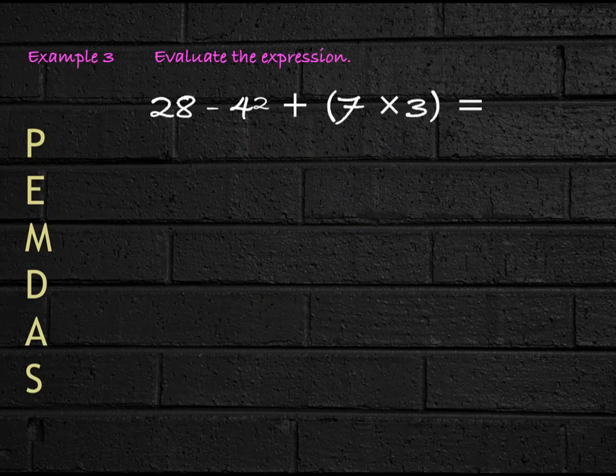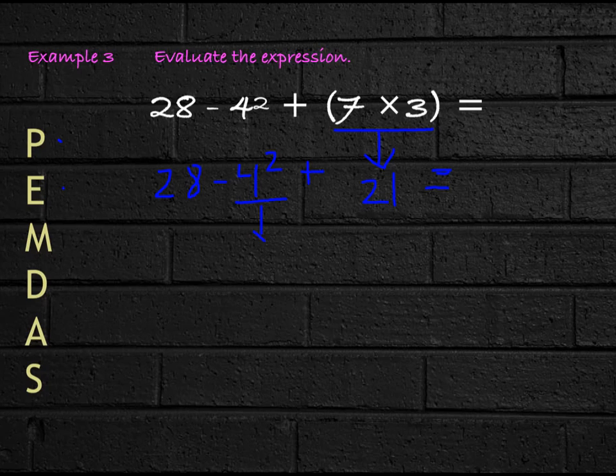Example number 3. Okay, so first thing we look at, parentheses. And yes, we do have parentheses, so we're going to do this first. 7 times 3. We can bring that straight down. The answer to that would be 21. And we can copy the rest of the problem down. 28 minus 4 squared plus the 21 equals.